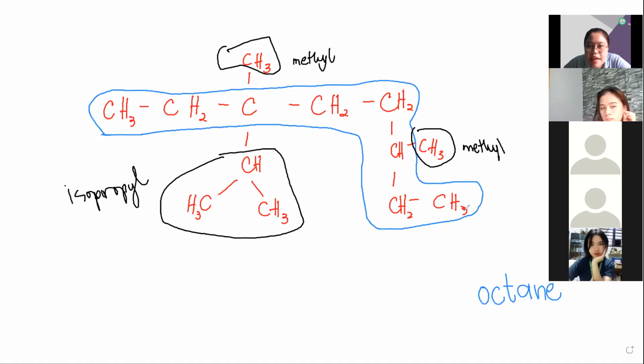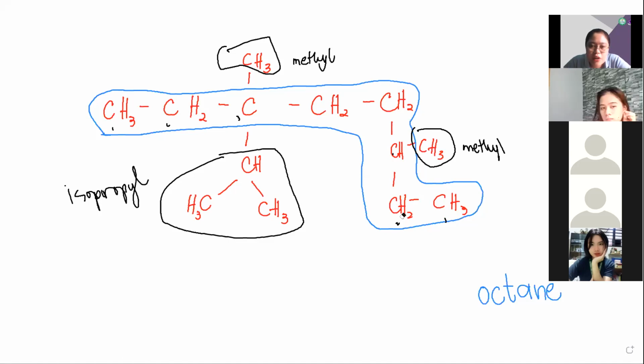Let us assign the numbers now. If I start here, I'll have 1, 2, 3. I'll have the substituent on carbon number 3. If I start here 1, 2, 3, pareho lang. Let's see. 3, 4, 5, 6. That's on carbon number 6. Kung ipatuloy ko ito, 4, 5, 6. So parehas lang talaga sila.